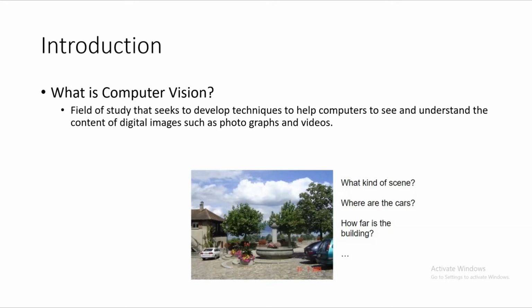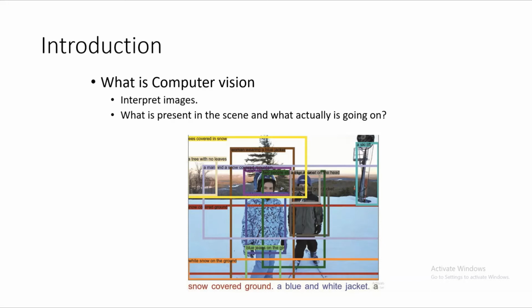Another way of thinking about computer vision is that it attempts to interpret images, that is, what is present in the scene and what actually is going on. In this figure, as in the previous image, the computer vision attempts to provide a description of the image such as snow-covered ground, blue and white jacket, a lady in a blue jacket, tree with no leaves, snow on the ground, ski lift, and so on.